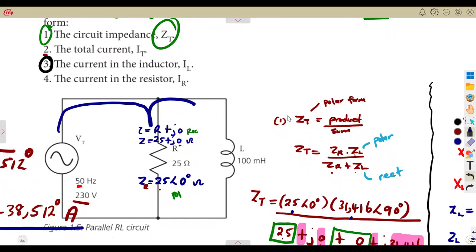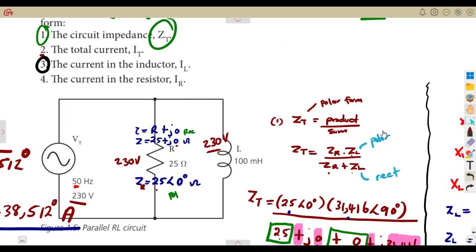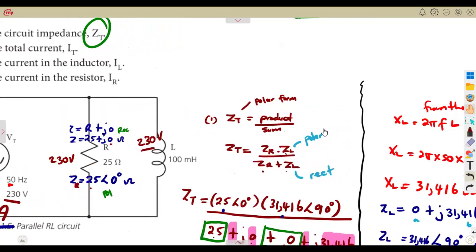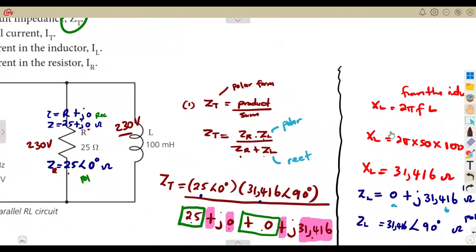It will be different. What is it that we can now consider? It is the voltage, because it's a parallel circuit. So the voltage that we are seeing here is the same voltage that we are going to have here. We're going to have 230 volts. We are also going to have 230 volts across the coil, across the inductor. So having this, it can be an advantage to calculate the current.